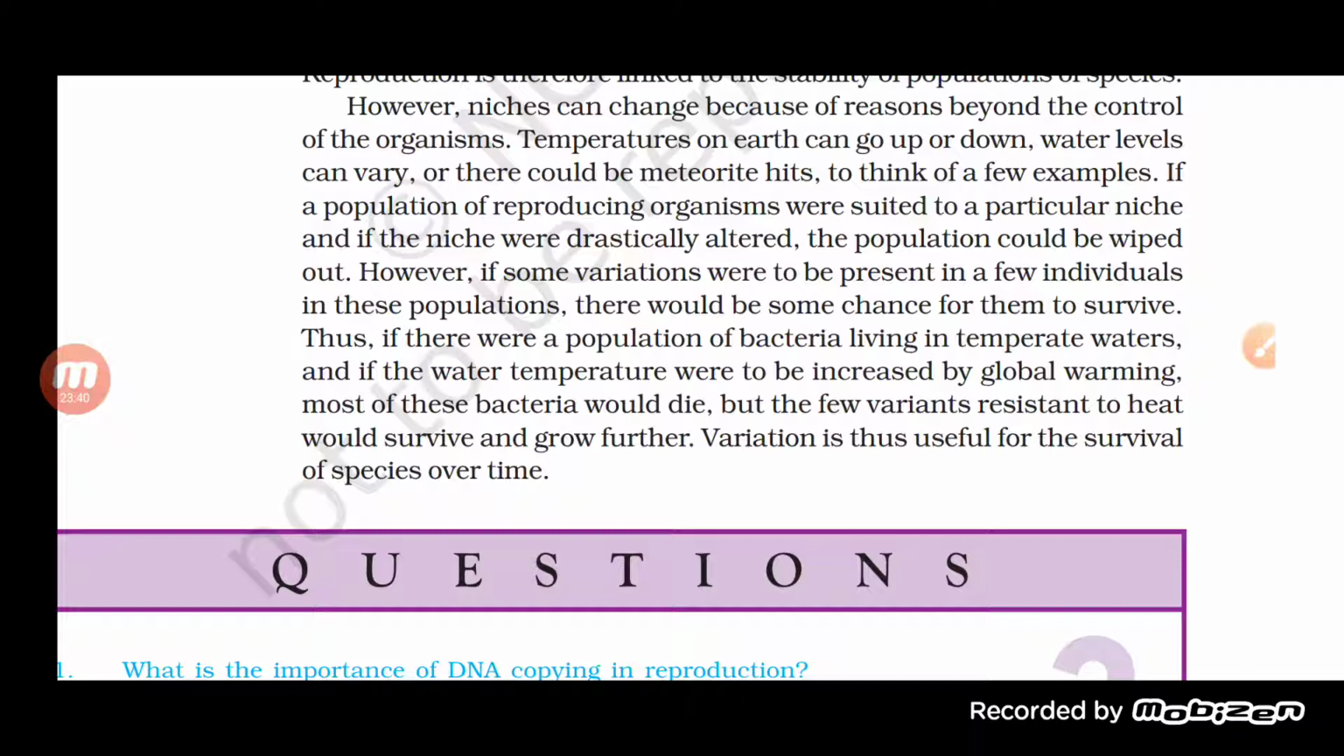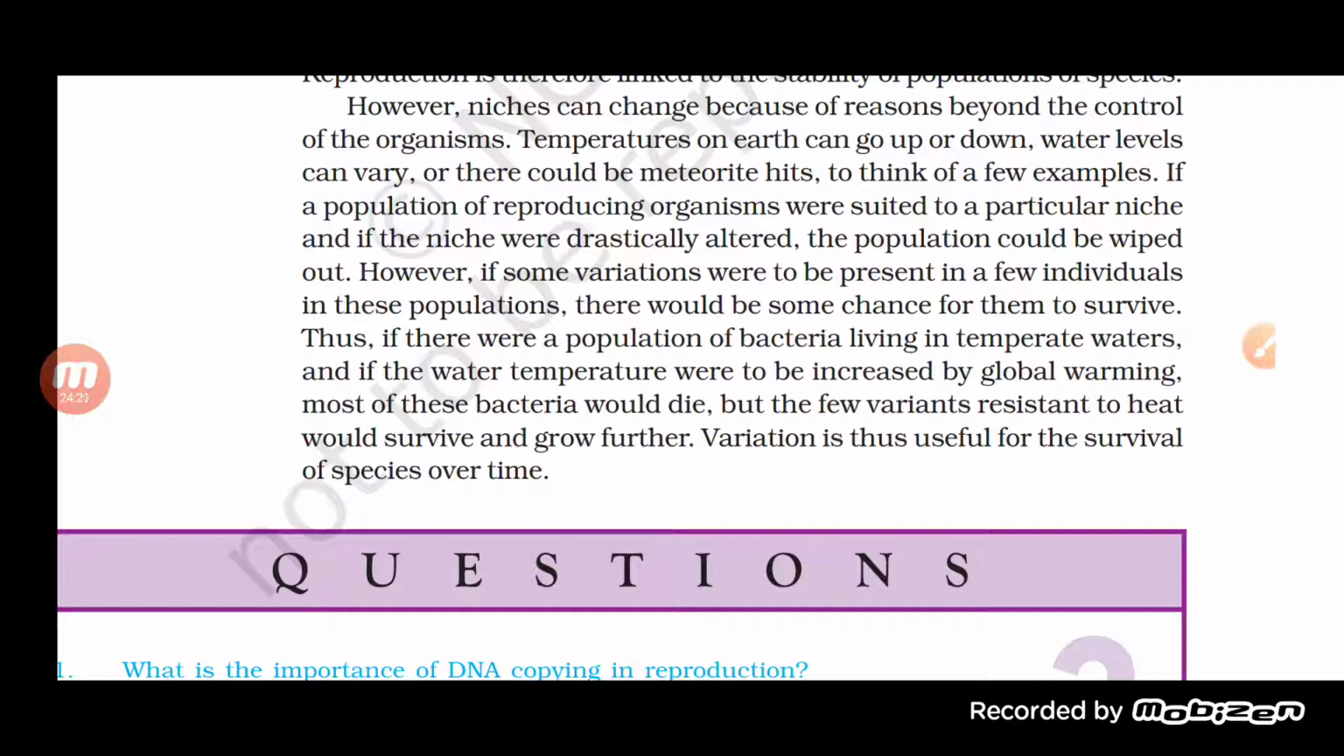See, here it is explaining why variation is important. Suppose any kind of change occurs, like in temperature, or a meteorite hits. Due to the change in the climatic conditions, there is a possibility that the organism may not be able to survive and can die. But if there is some variation, then the chances of survival will also increase.